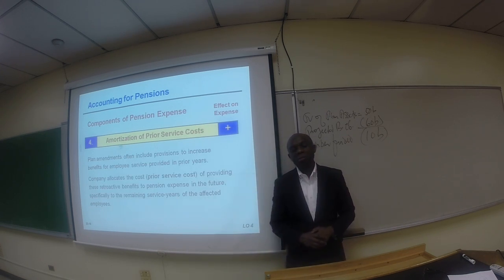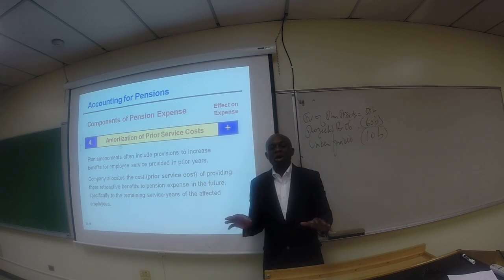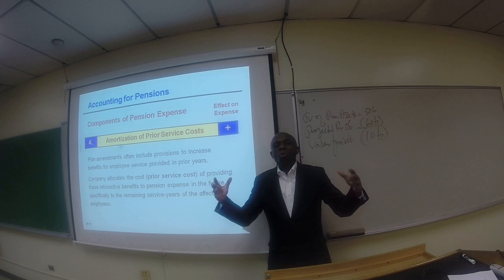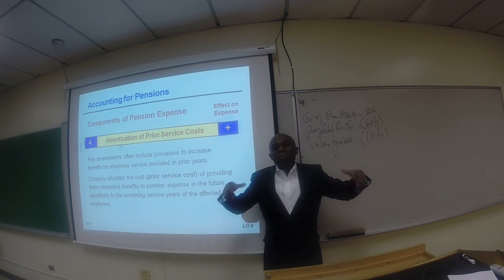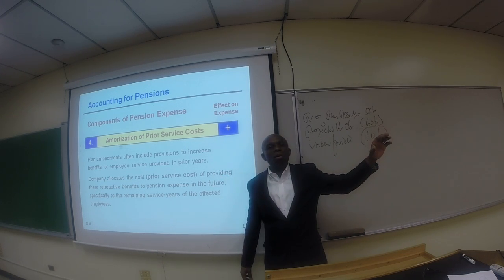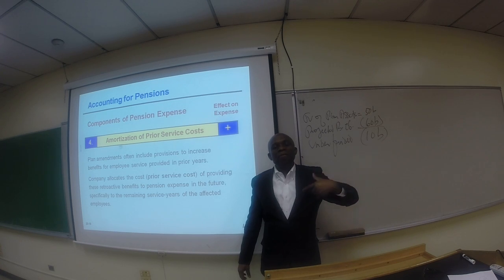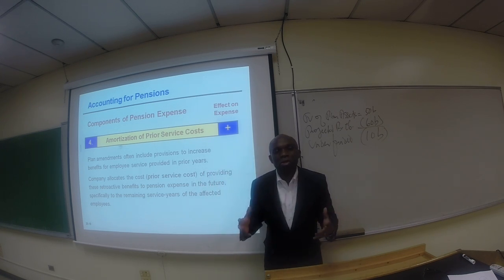Now let's take a look at number 4, amortization of prior service costs. This is called plan amendment, which often includes provisions to increase benefits for employee service provided in prior years. What does that mean? Listen to this very carefully. This is a situation whereby the pension plan, or the employer and employees, said, wait a second, 10 years ago, we should have done this to benefit this group of employees in terms of their future retirement benefit. For one reason or the other, it was not done.